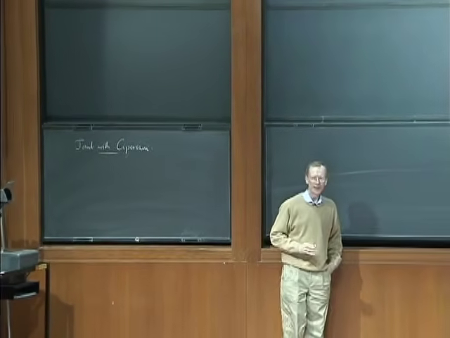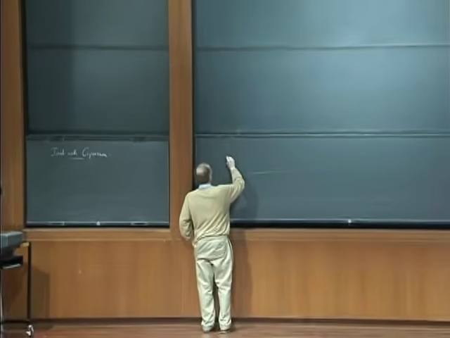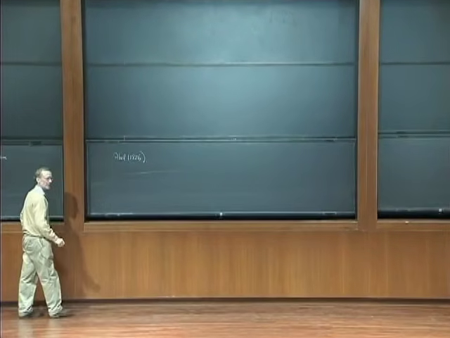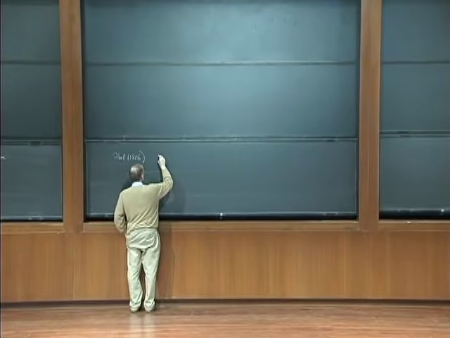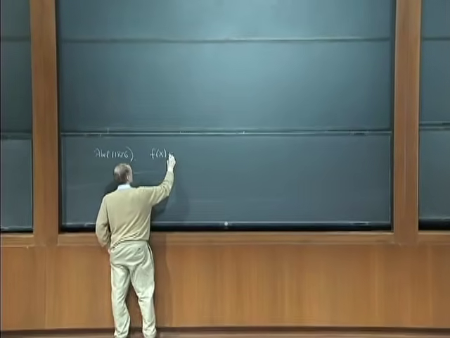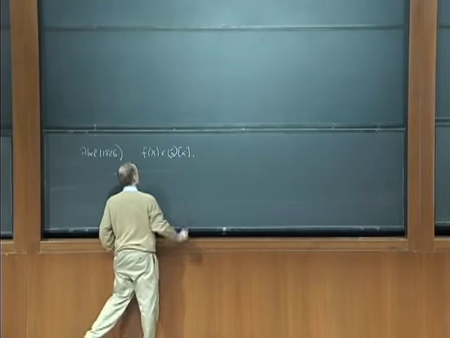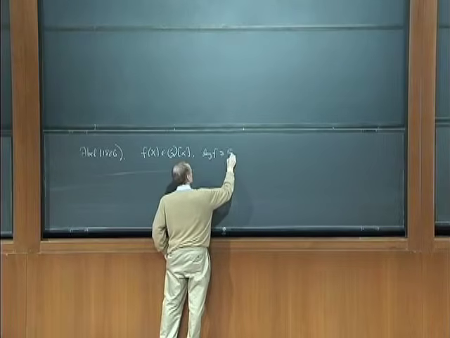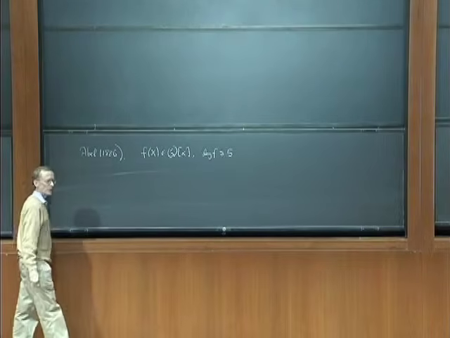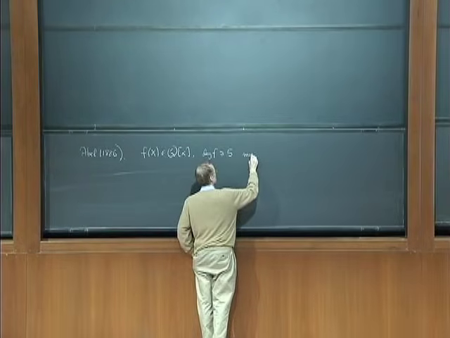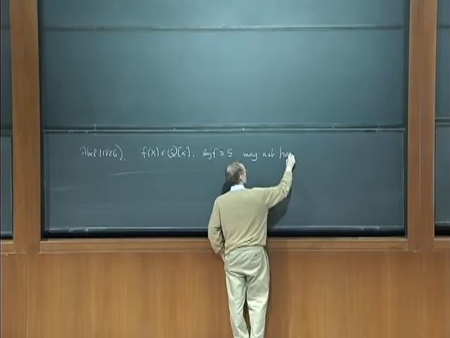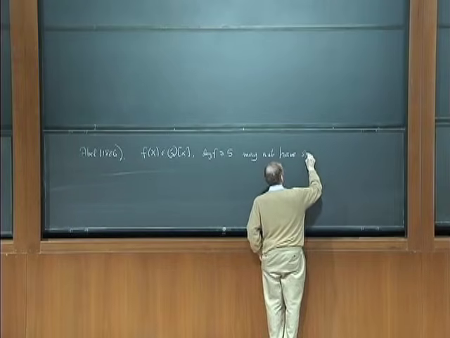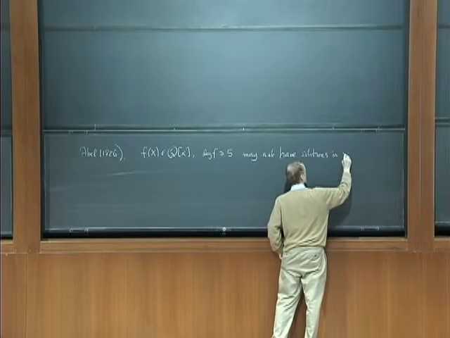So I want to talk about a very classical problem. Abel in 1826 showed that the generic polynomial with rational coefficients with degree greater than or equal to 5 may not have solutions in radicals, that is, by extracting roots.